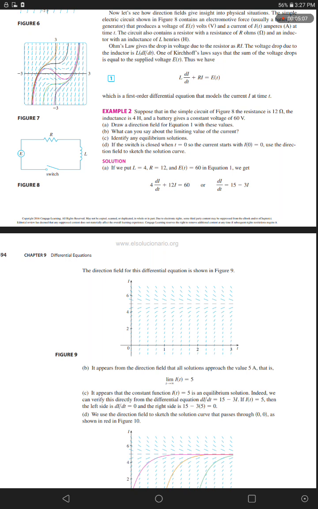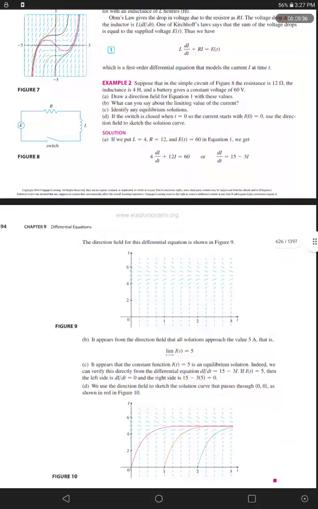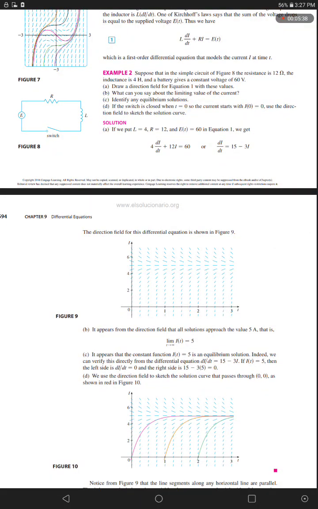Solution, part A. If we put L equal to 4, R equal to 12, and E(t) equal to 60 in equation 1, we get 4 times dI/dt plus 12 I equals 60, or dI/dt equals 15 minus 3I. The direction field for this differential equation is shown in figure 9. See figure 9.